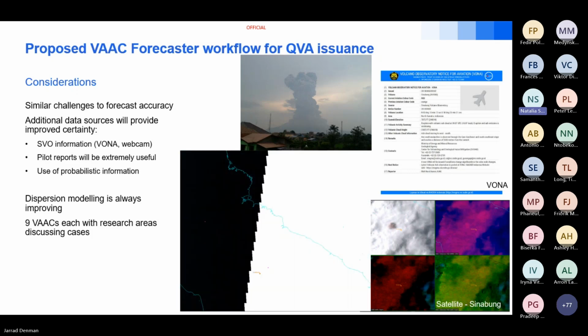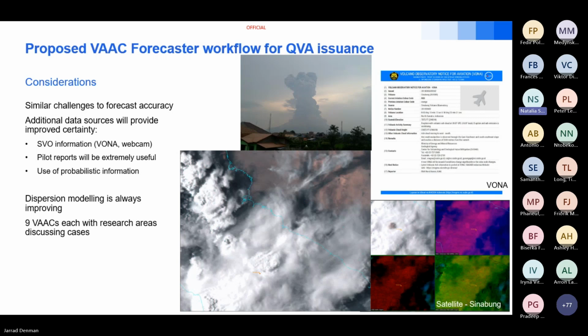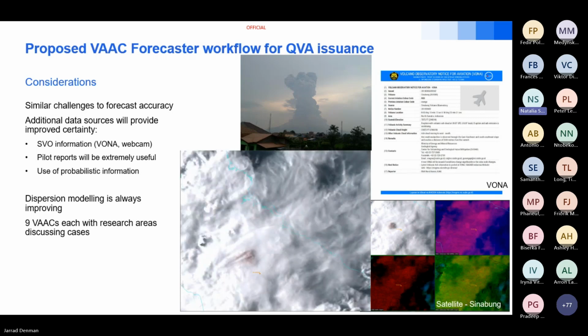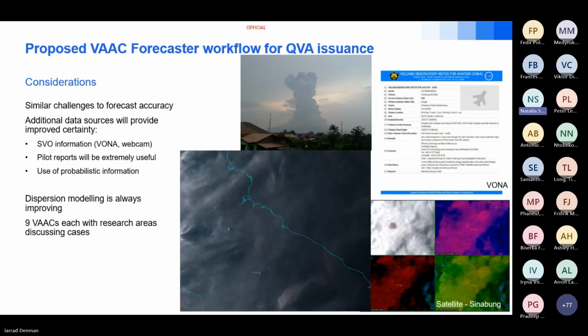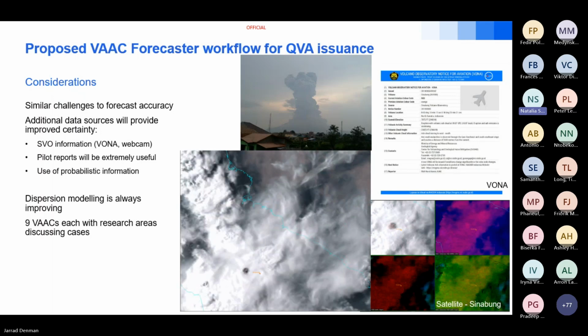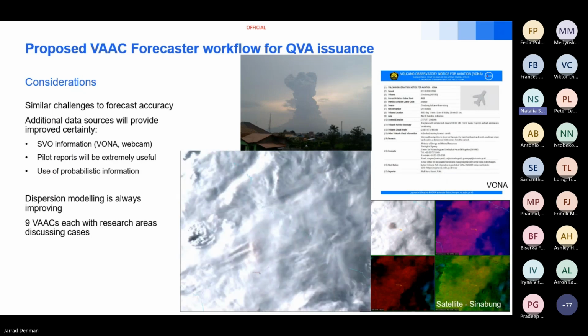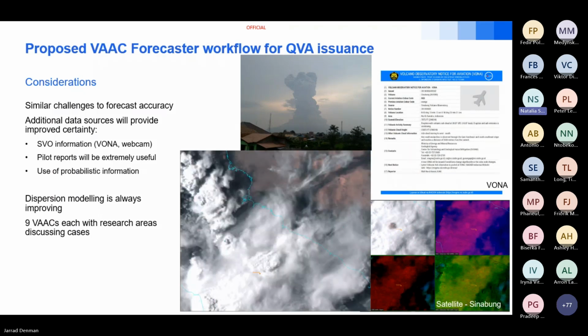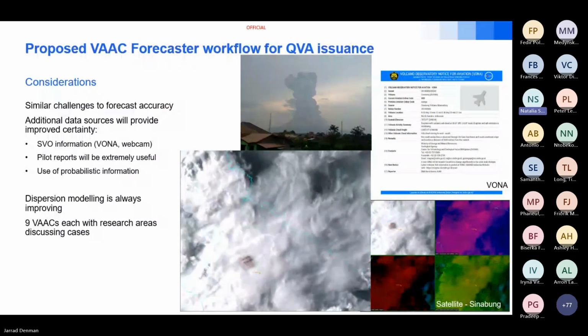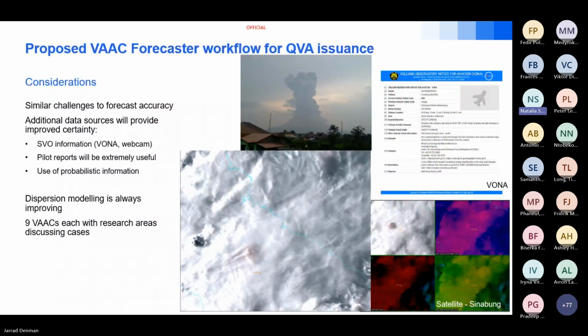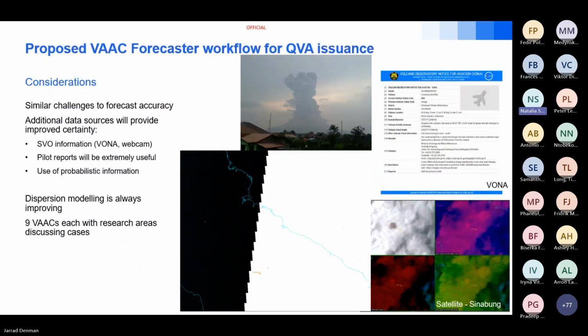So we would need a lot more information and support from the SVOs through VONAs, webcams, pilot reports, extremely useful additional information to help us reassess key parameters such as height. And then the use of probabilistic information would accommodate the uncertainties in some of this data as well. So using that in cases where there's a little bit more uncertainty.